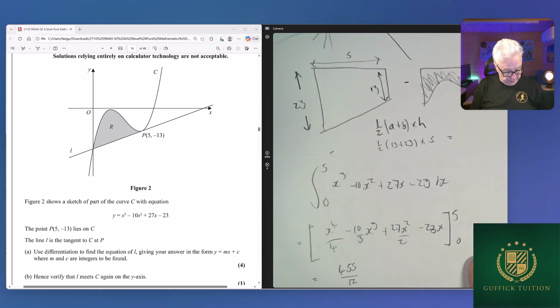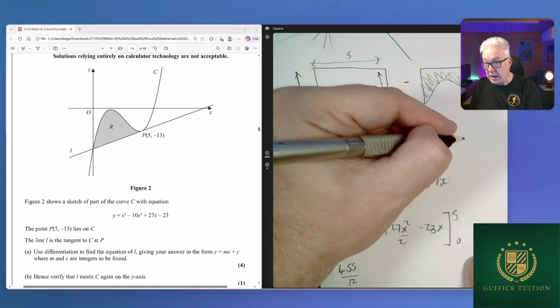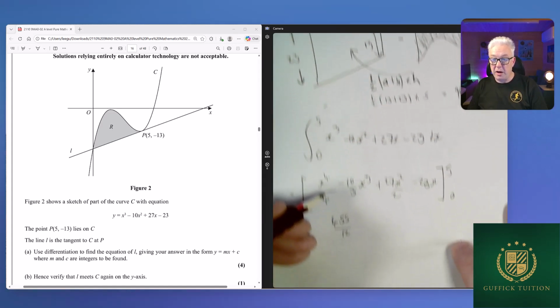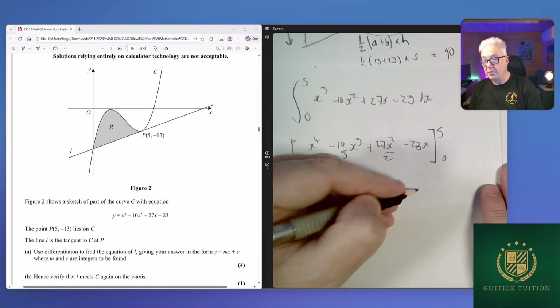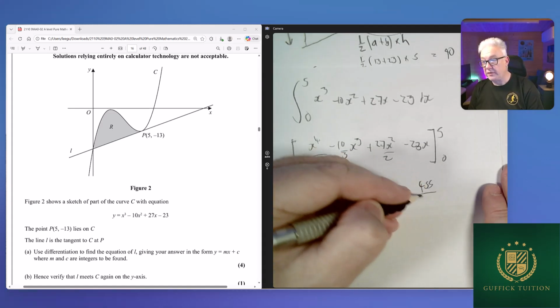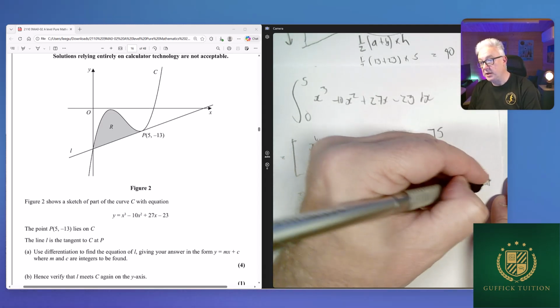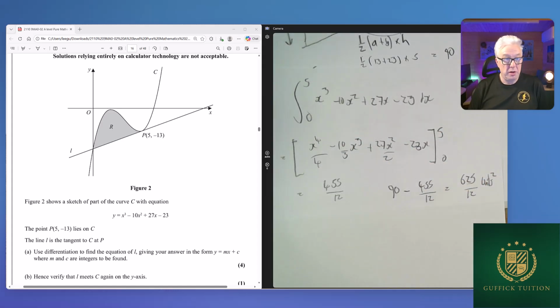Let's see what that gives us. If we turn on the calculator, 13 plus 23, divided by 2, times 5, and that is 90. So 90 is the area of our trapezium. Therefore, the area R that we're after is 90 minus 455 over 12, which is 625 over 12 units squared. And that is our answer for that last part.